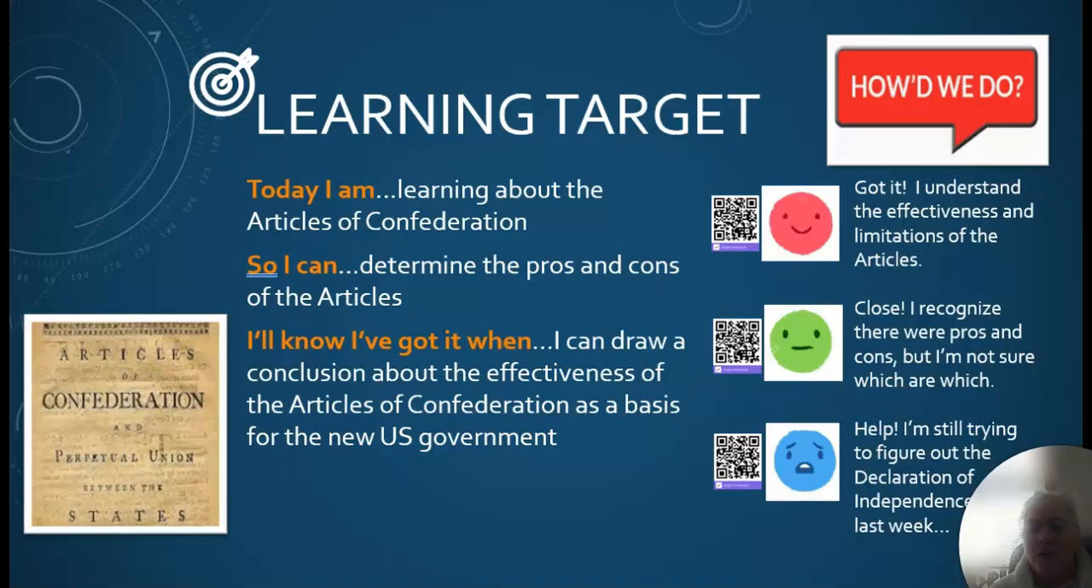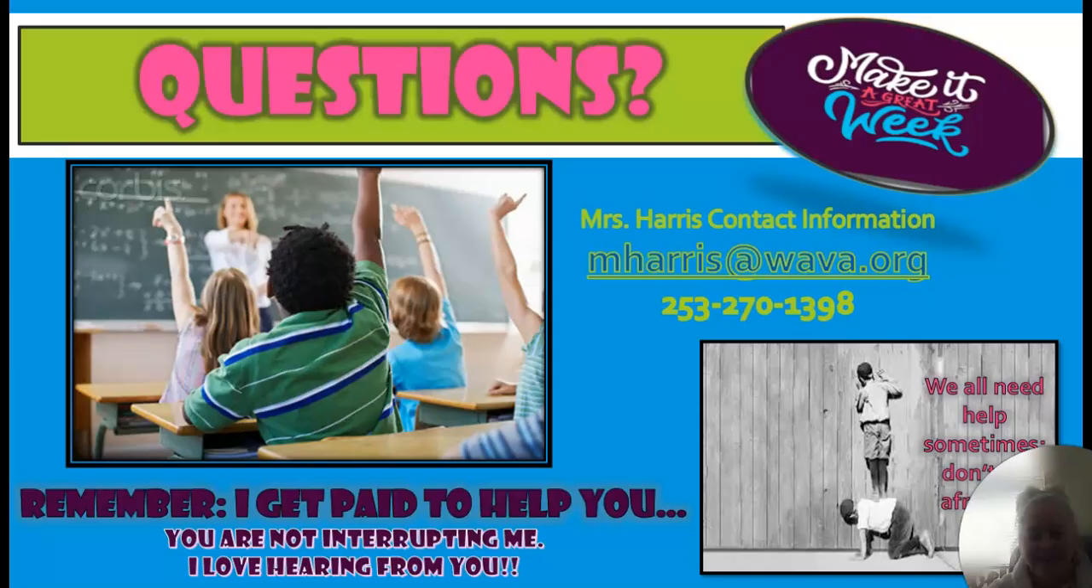So hopefully you have a little bit of background now to draw some conclusions about the effectiveness of the Articles of Confederation. You will look closely at this on Friday when you do the 2.06 lesson, and that will give you more information to be able to draw that conclusion from. So I'm guessing you probably are in the close category today. You recognize there were some pros and cons, but you're not sure, or you may not be able to articulate what's what and how you're feeling about it, which is A-okay.